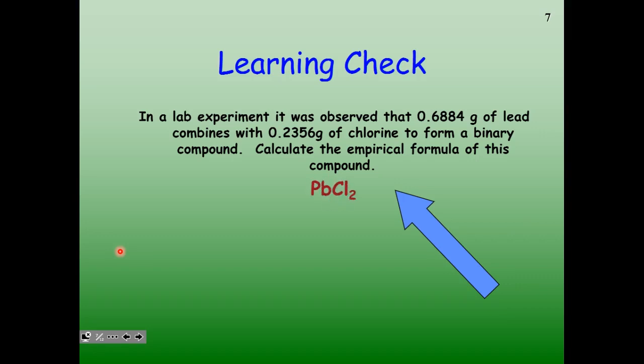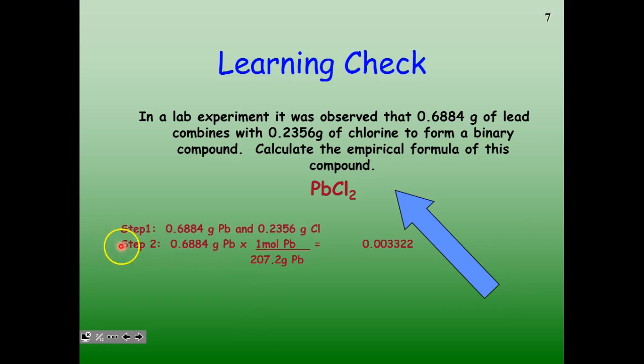Okay, so the answer is PbCl2. So let's look at the work that got you that. Again, step 1, make sure you've got grams of each element. That was given in the problem, right? Step 2, you're going to determine moles of each of the elements, so divide by the molar mass. Lead's molar mass is 207.2, and you come up with this value for the number of moles of lead.